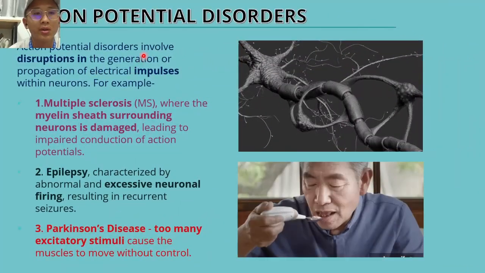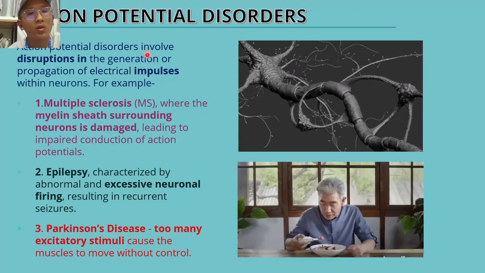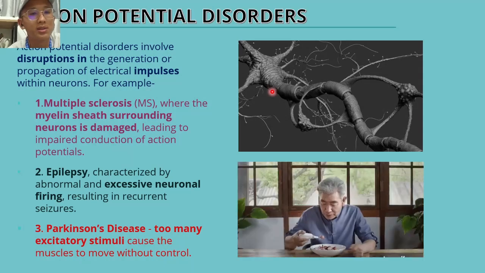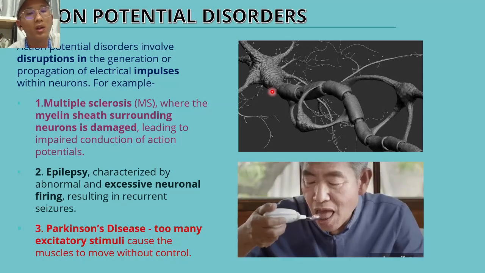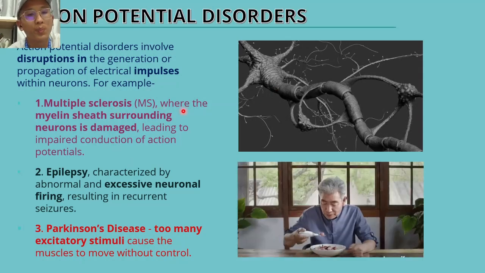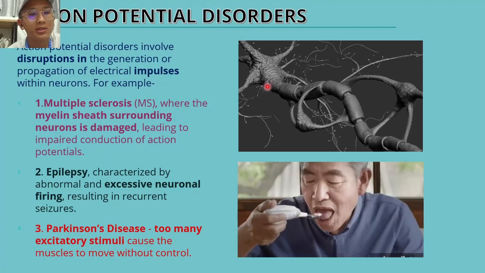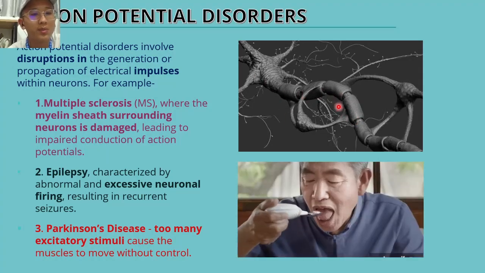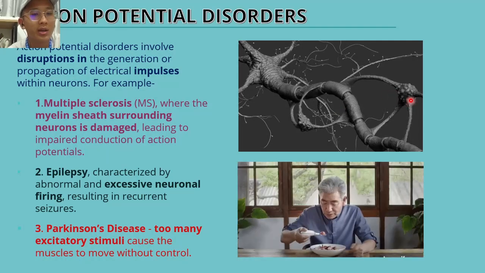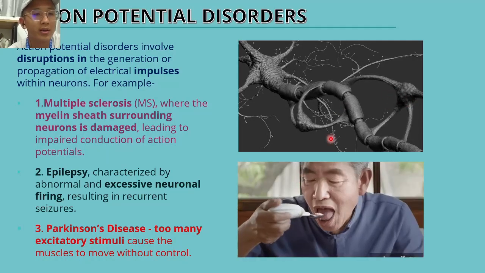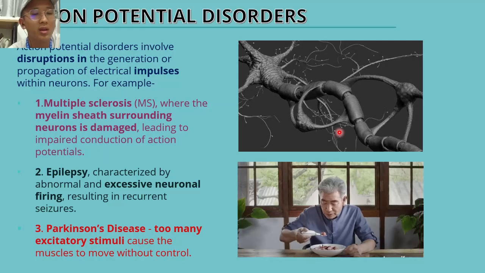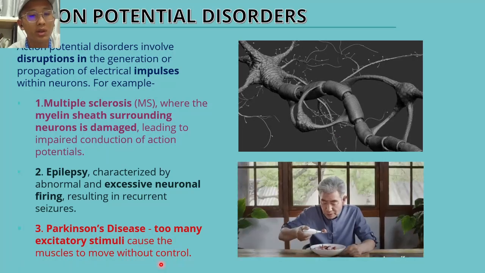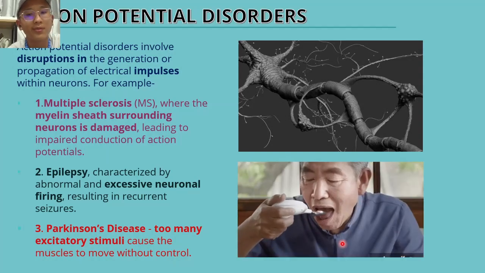Action potential disorders. Action potential disorders involve disruption in the generation or propagation of electric impulses within neurons. For example, multiple sclerosis, where the myelin sheath surrounding neurons is damaged, leading to impaired conduction of action potentials. Epilepsy, characterized by abnormal and excessive neuronal firing, resulting in recurrent seizures. Parkinson's disease, where too many excitatory stimuli cause the muscles to move without control.